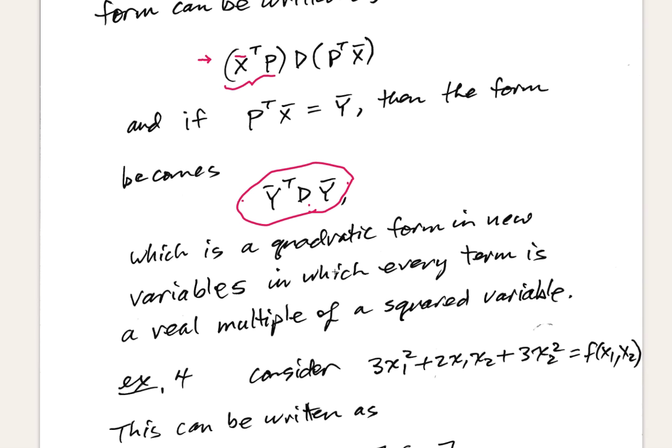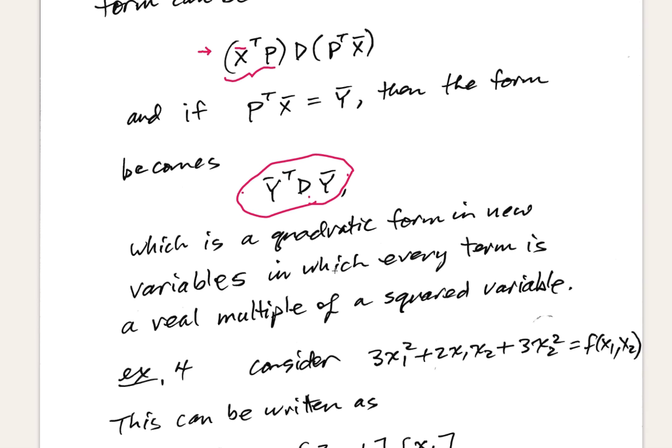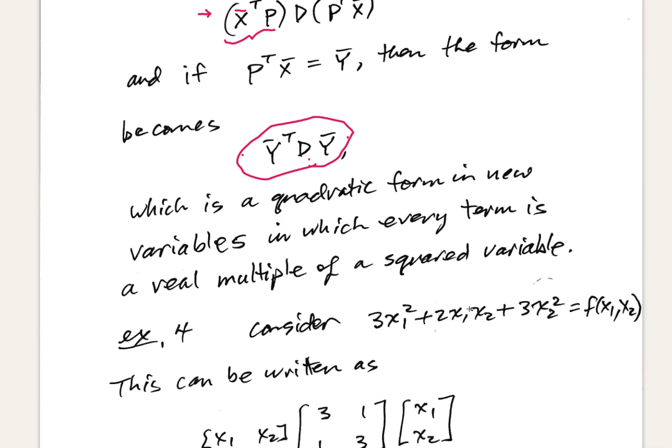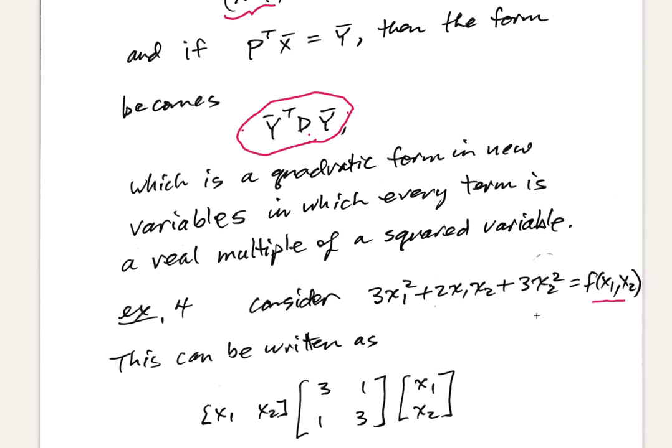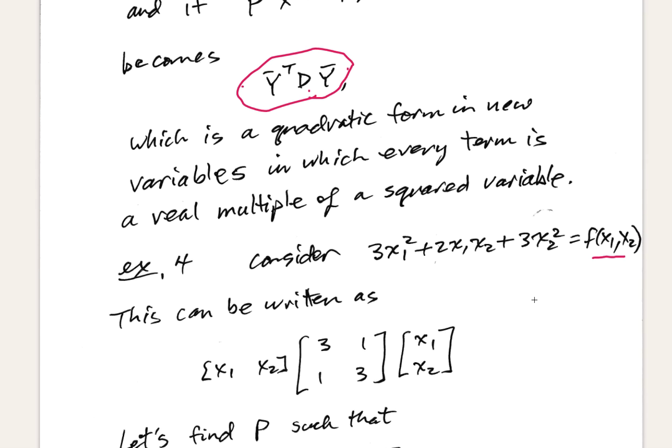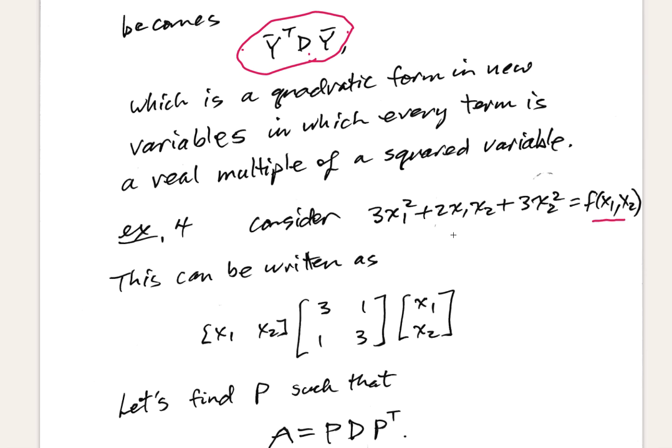Now let's do a concrete example. I created one that was kind of neat here. Consider the following real quadratic form: 3x1 squared plus 2x1x2 plus 3x2 squared. I'm calling that f of x1, x2. So it is indeed a real quadratic form. Now notice there is a 2 in the middle there.